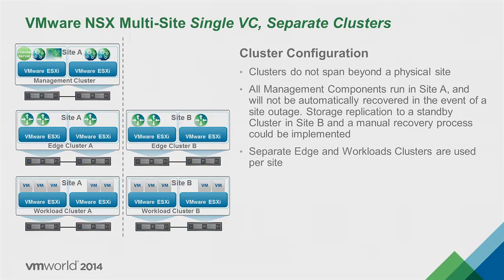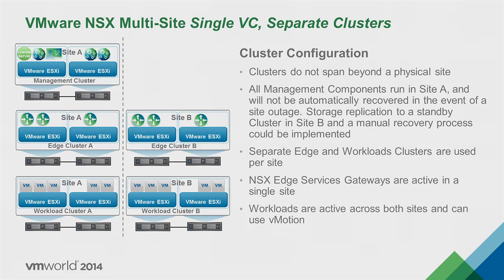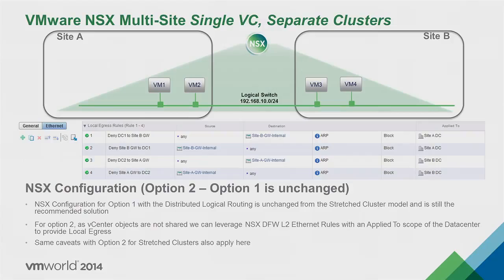So I guess the key point in a stretch cluster scenario is that a full site outage would definitely be more disruptive. But you still get all of the same logical network benefits. Option 1 is entirely unchanged. You use distributed routing. The previous slide applies 100%.